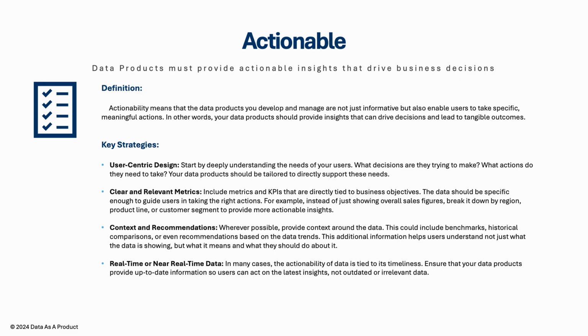So in summary, making your data products actionable is about ensuring that they lead to specific, informed decisions and actions. By focusing on user needs, providing clear metrics, then offering context, and delivering timely data, you empower your users to take meaningful action that drive business success. Now we'll move on to the third core value, reliability. But once again, before we do, take a moment to consider how you can enhance the actionability of your data products to better serve your users.